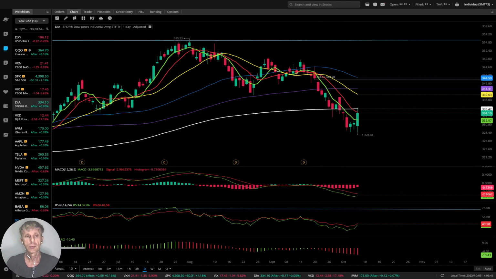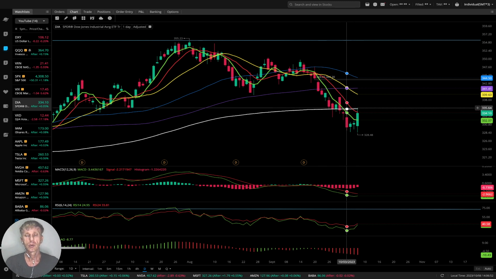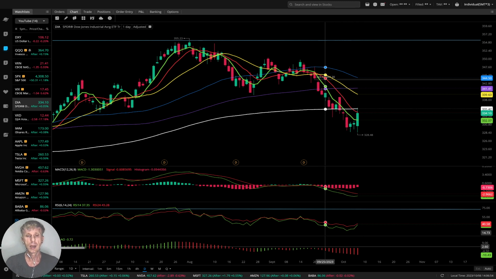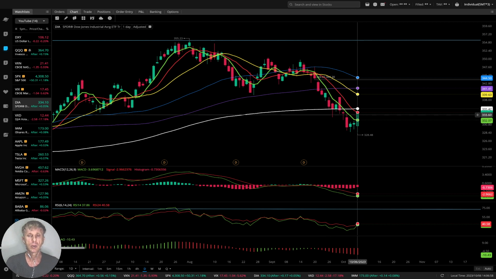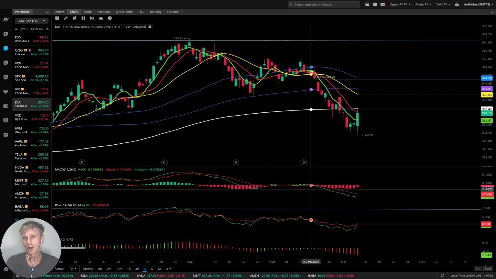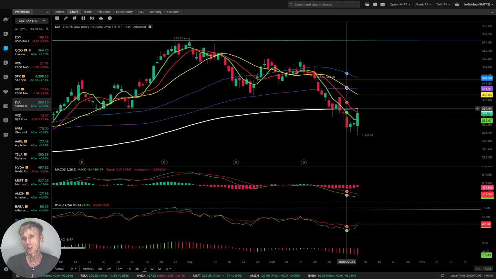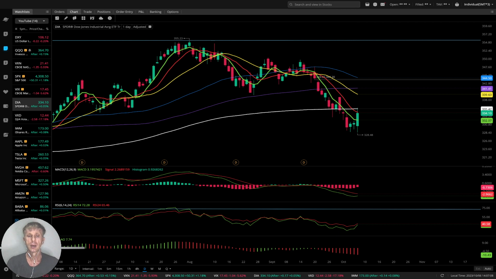Dow Jones, DIA. MA5 and 10 did bearish crossover over 200, bearish trend on daily time frame. Even though it was a nice green bar today, the trend is still bearish, because now MA200 is resistance. It's not support anymore, it is resistance.